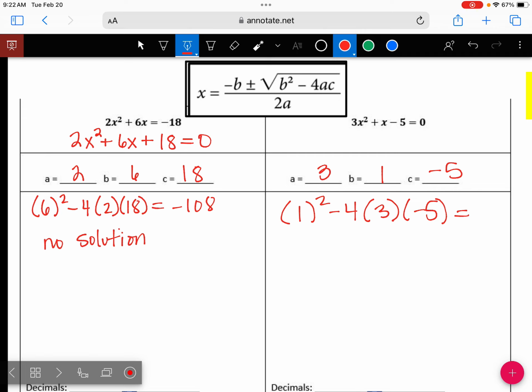What did you get for 1 squared minus 4 times 3 times negative 5? 61? Who got 61? All right, so now we need to type in the square root of 61. See what that is. So second function, x squared, 61. Enter. You should get 8.18.